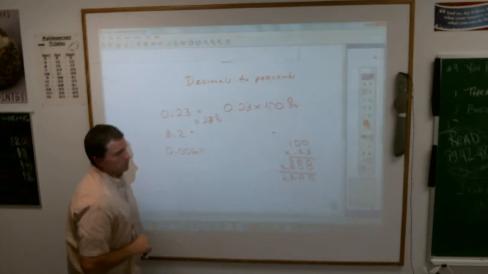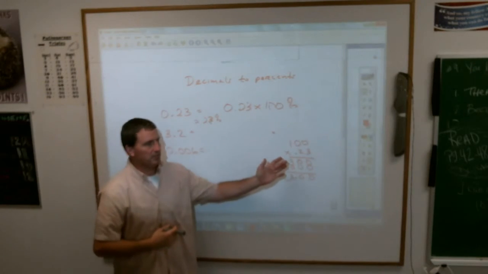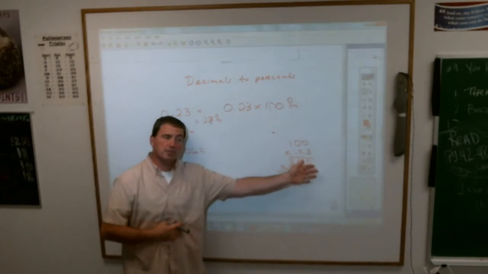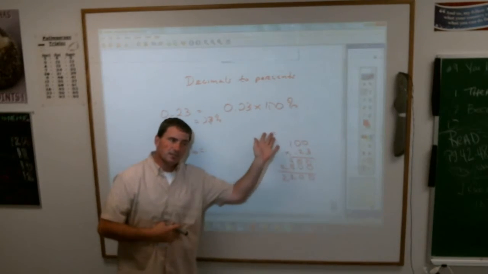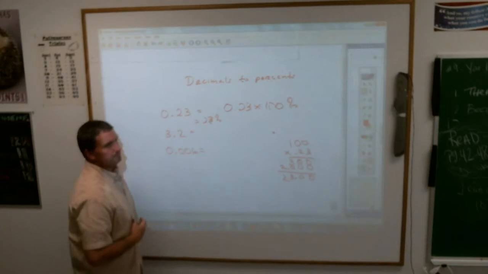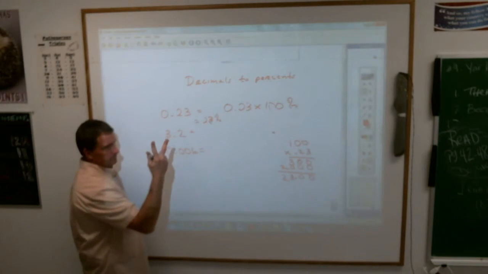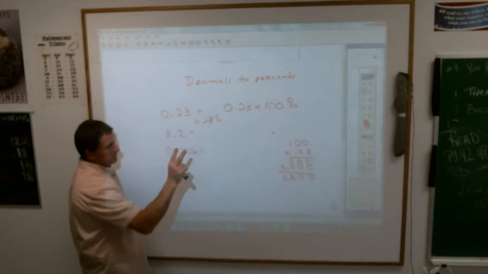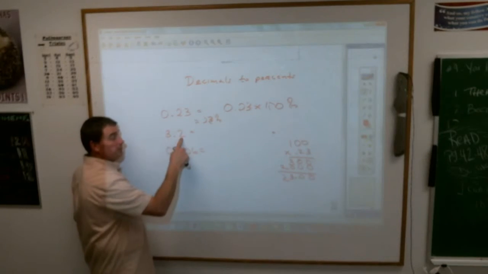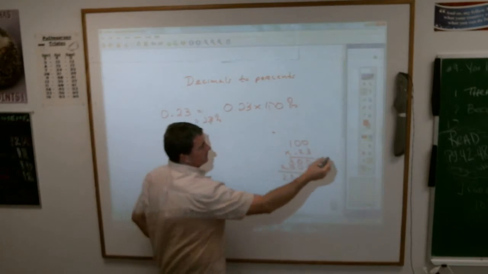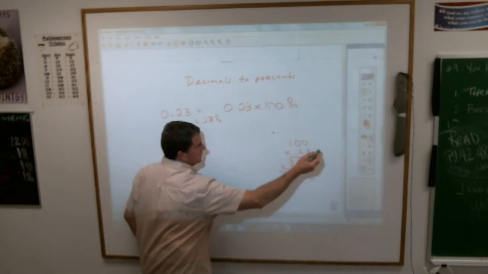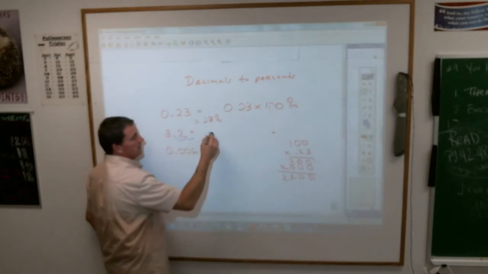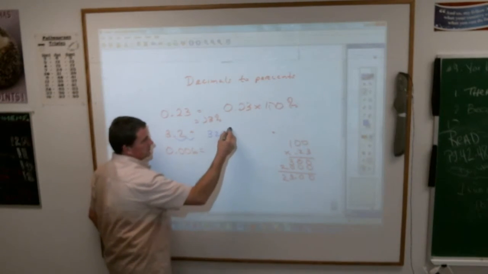How about 3.2? Do I have to keep doing the same thing? Am I going to multiply 100 by 3.2 and do all this out? Or the shortcut maybe is, well, with percents there are always going to be 2 zeros, so it's always going to be 2 places. So 3.2, if I move the decimal over 2 places, is what percent? 320%.